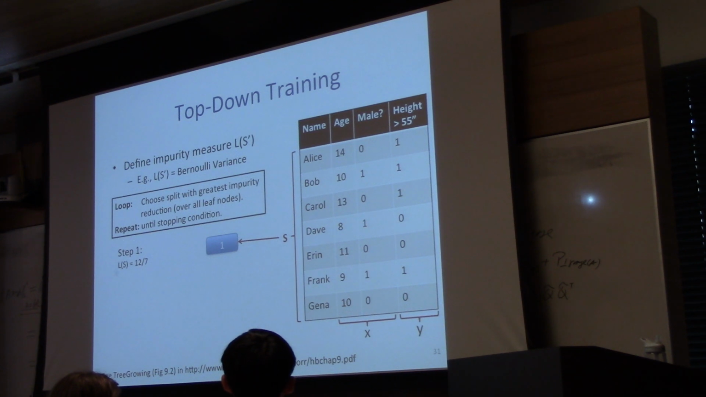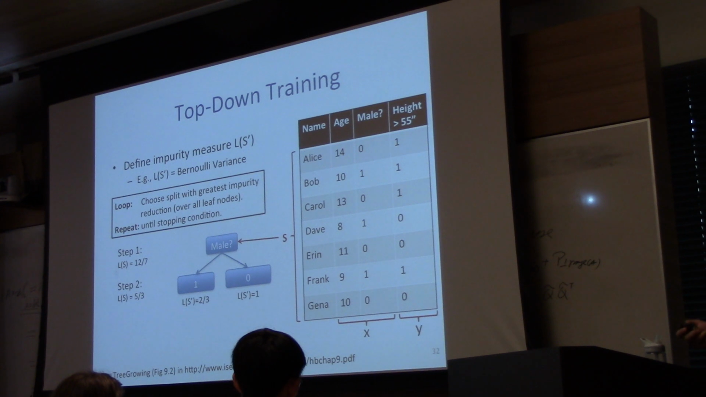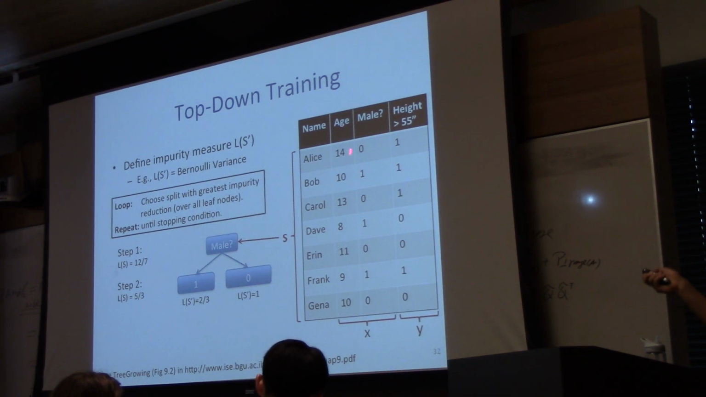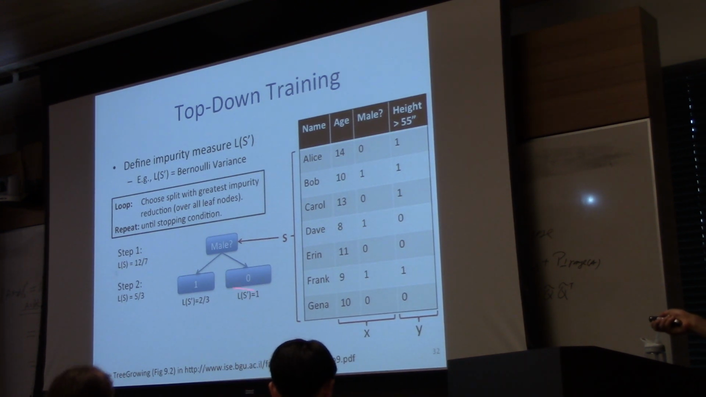So step one, we have just the root node. All the training data belongs to the root node. This is the impurity measure. We consider this split, which is we can split on either age and all thresholds for age, or male and all thresholds for male. And then we find the one that has the maximum impurity reduction. So the sum of these two has the maximum impurity reduction over this.